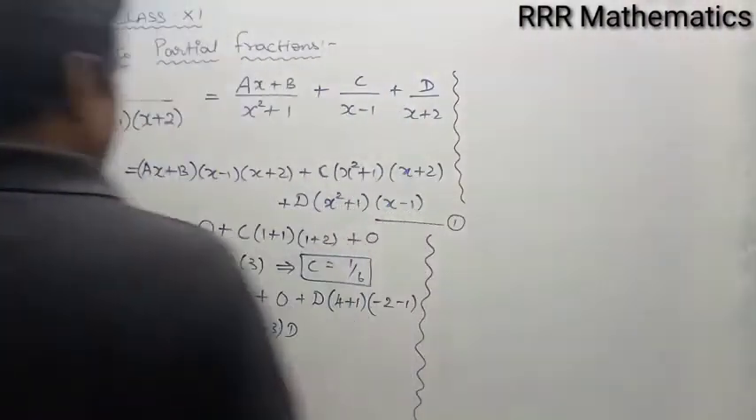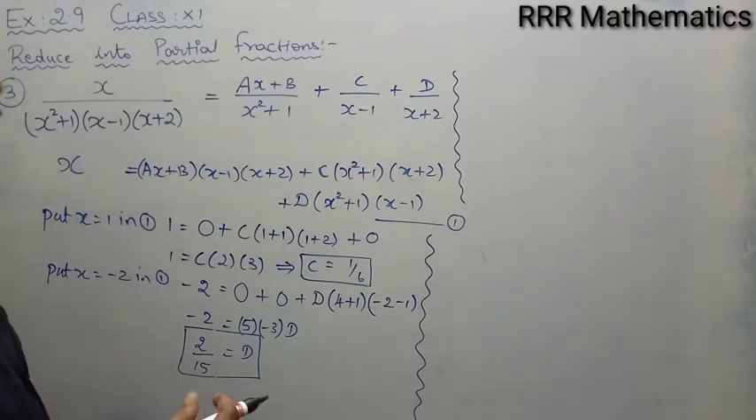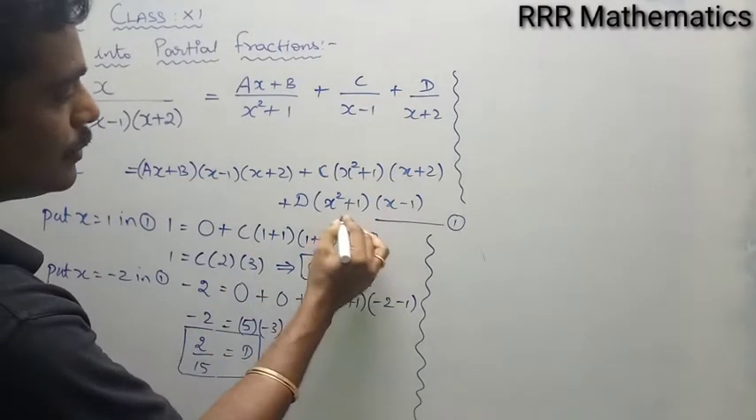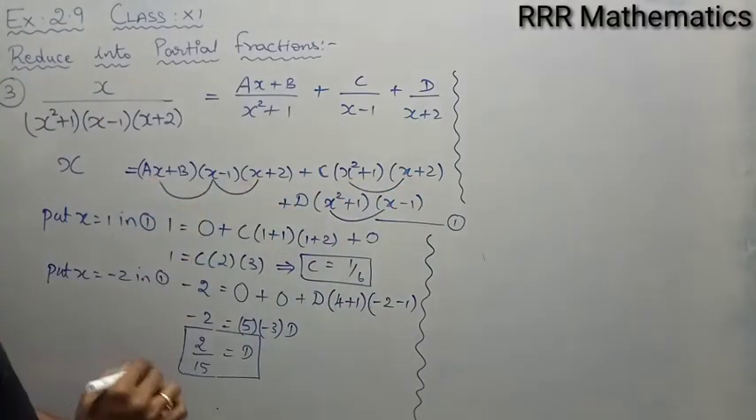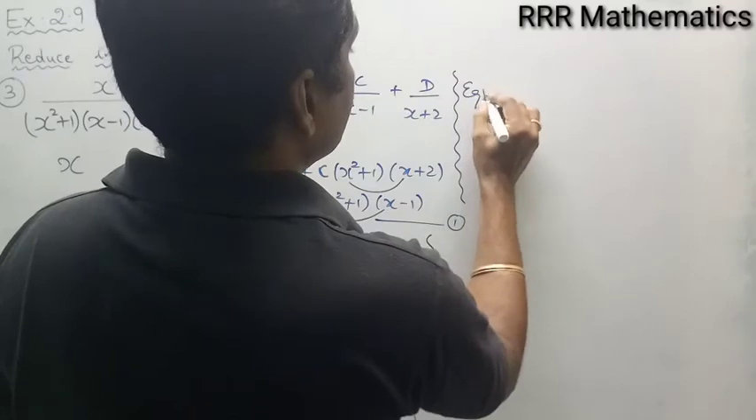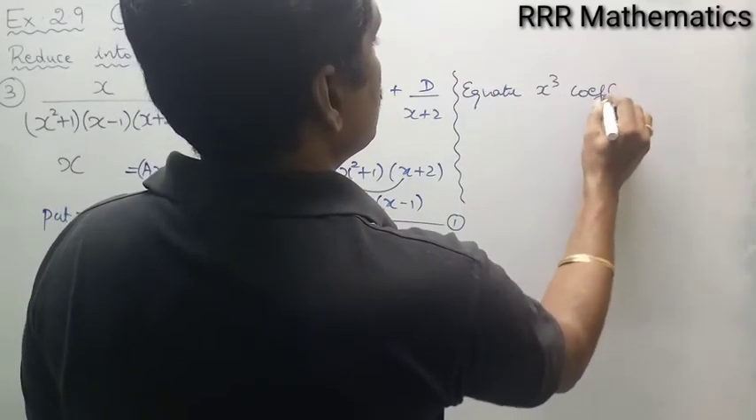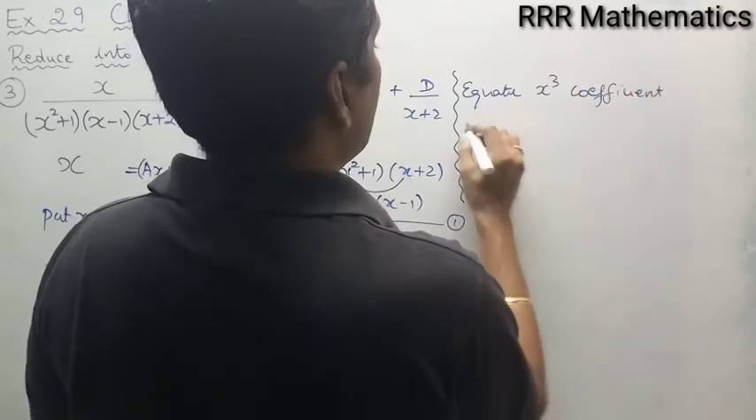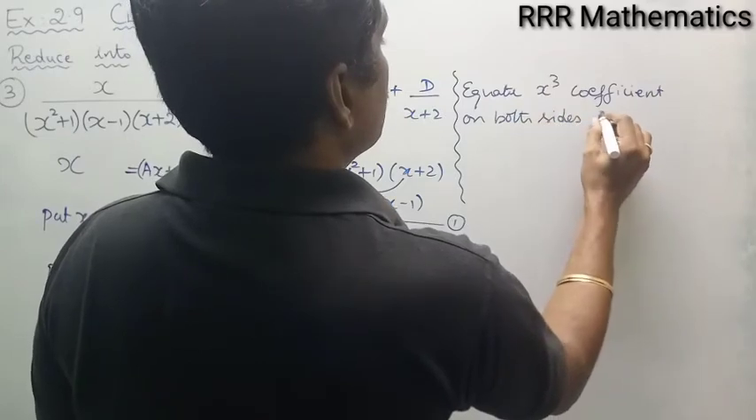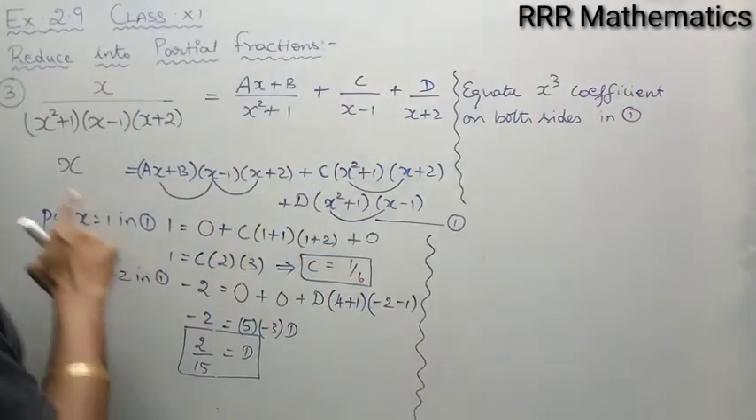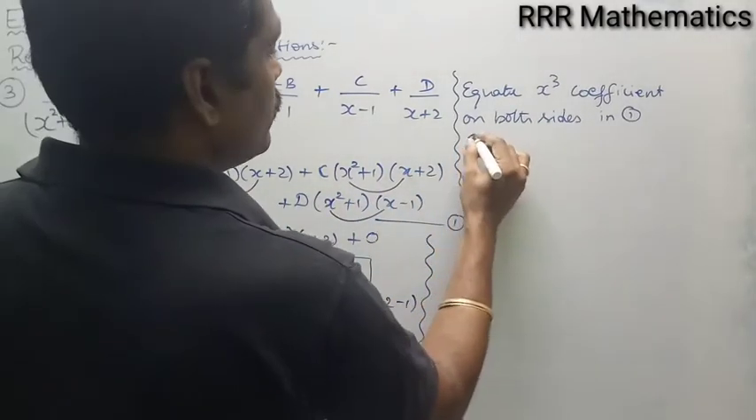Okay, in this case very first I am going to equate x cube coefficient on both sides, because the highest power of x appears in the right hand side, x cube. See, the product is x cube. Now equate x cube coefficient on both sides. Got it? In 1 equate x cube coefficient on both sides. Here no x cube term, so 0.